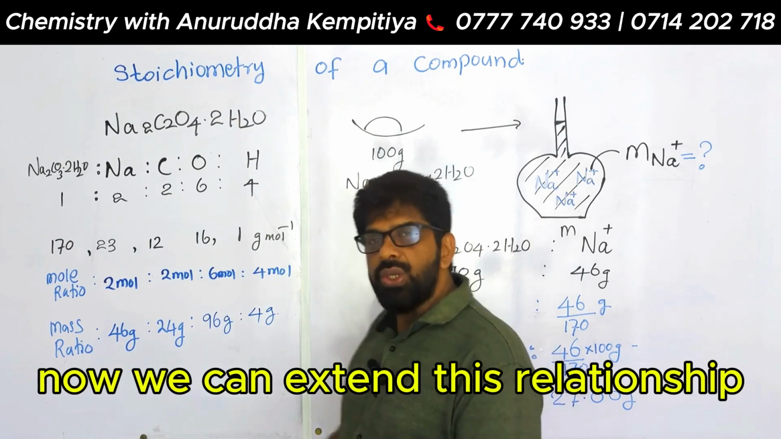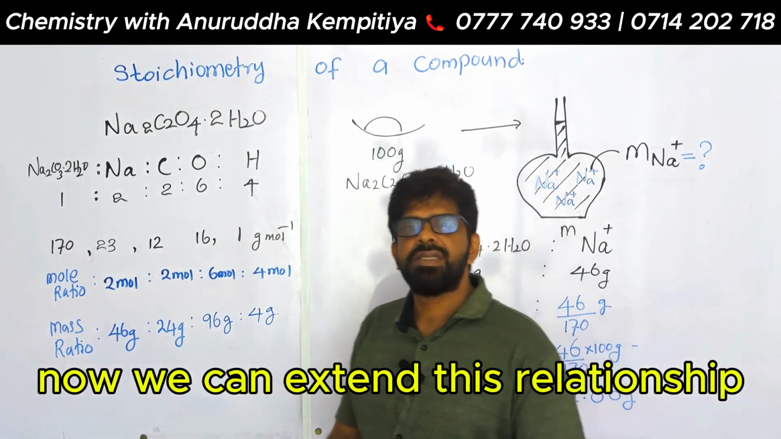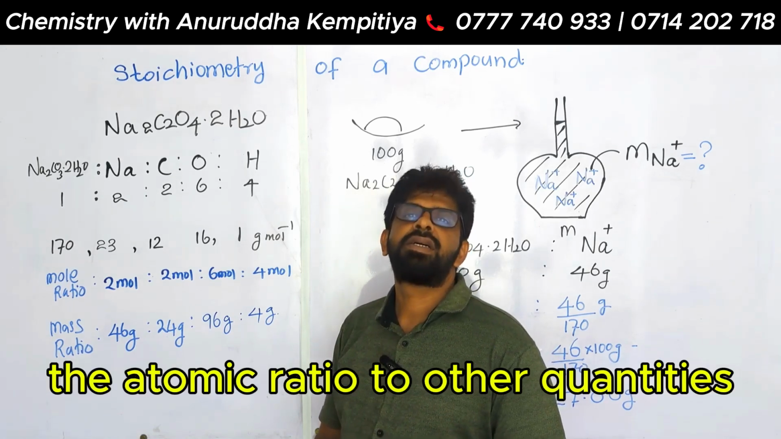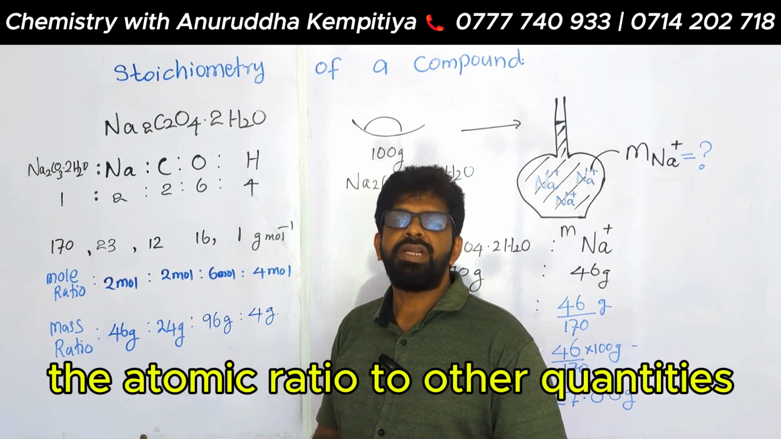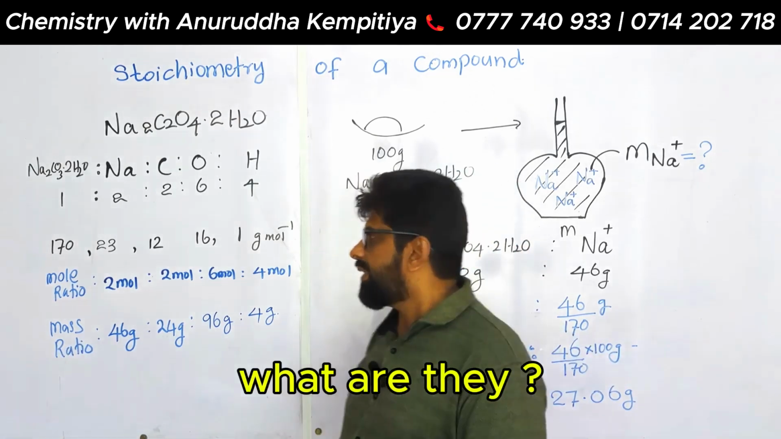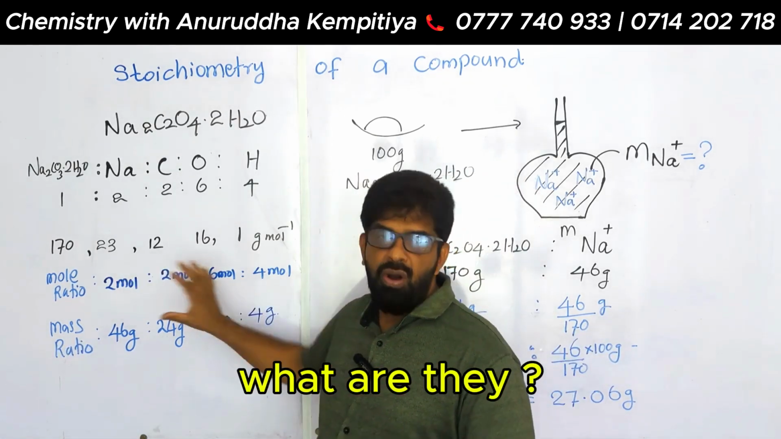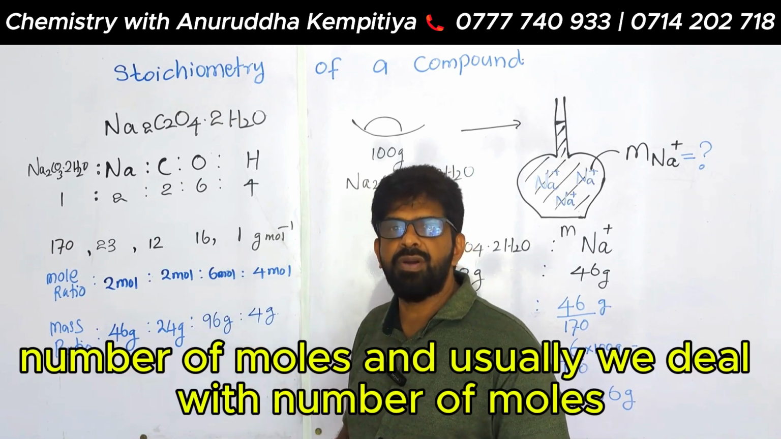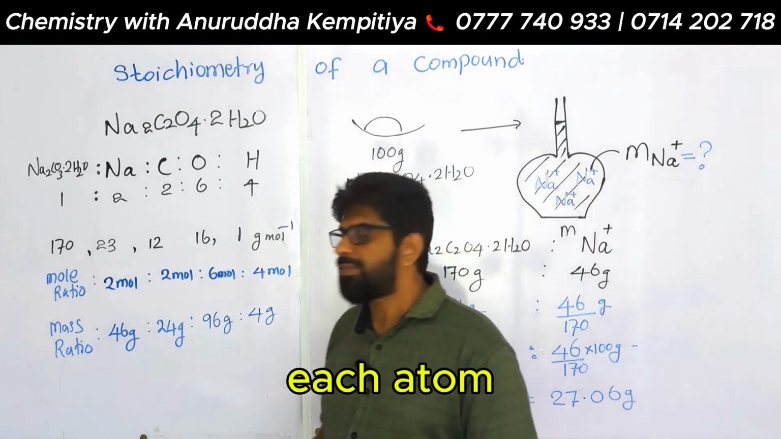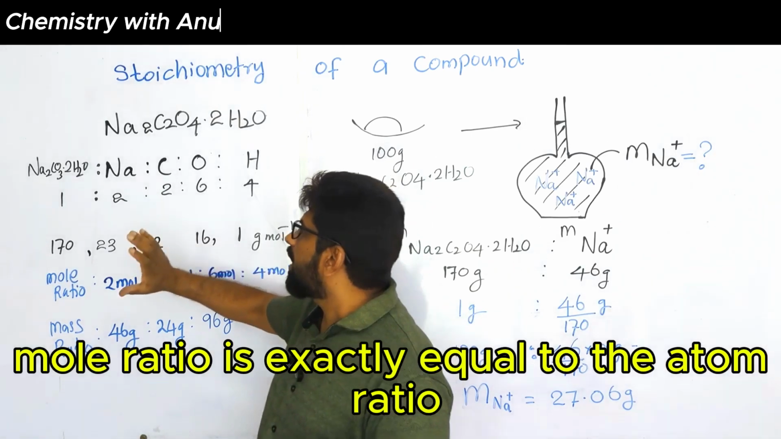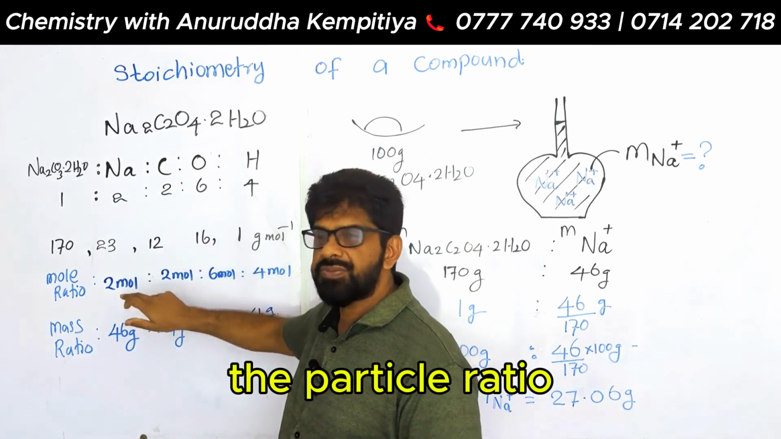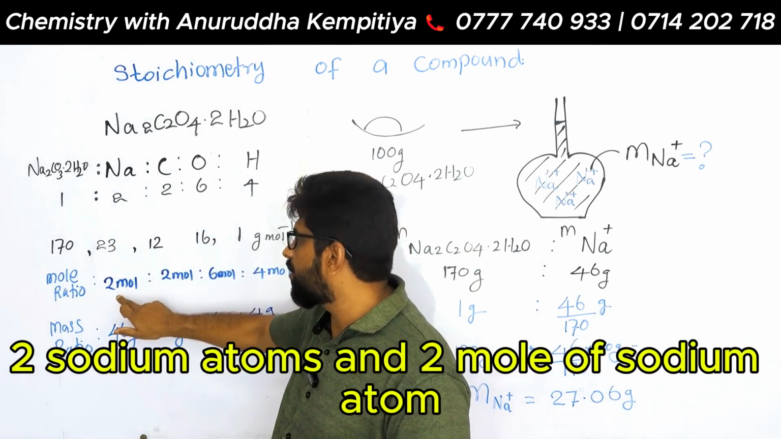Now we can extend this relationship, the atomic ratio, to other quantities which are measurable in our chemical laboratory. What are they? Number of moles. Usually we deal with number of moles and masses of each substance, each atom, right? So the mole ratio is exactly equal to the atom ratio, the particle ratio. Two sodium atoms and 2 moles of sodium atoms.